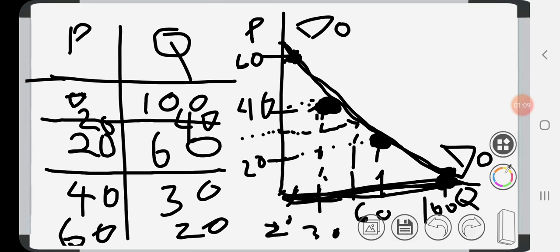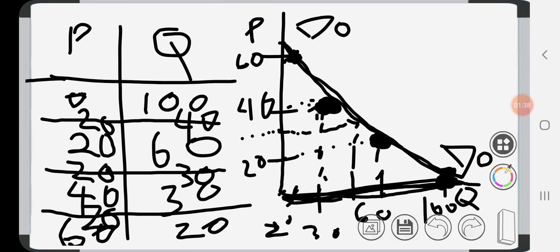Right? Now, if you continue there, you will see that when you moved from that point and the price changed to 40, the change in price was another 20, so the price increased by another 20 rand, but the change in quantity demanded was 30. And then we increased the price by another 20 again, but this time the change in quantity was only 10.